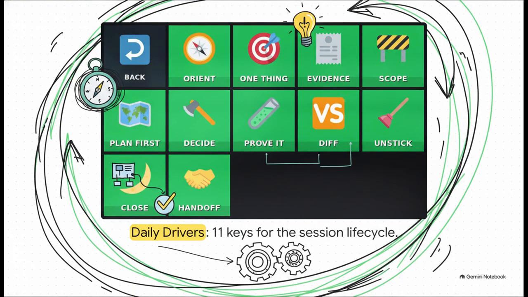Opening up that green Daily Drivers folder reveals the keys you'll be pressing literally every single day. The underlying theme here? Lifecycle control. You press Orient to establish exactly where a project is at. You hit One Thing when you just need the single most valuable next action, and you use Plan first before the AI touches any real files. It's a complete start-to-finish system to aim, verify, and close out sessions without endless typing. You are basically directing the AI's entire behavior with just a single tap.